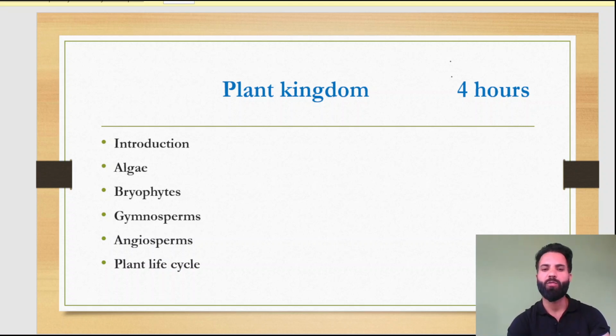In this unit we have to study about the different divisions. Plant kingdom has been divided into different divisions. Algae is there, bryophytes are there, gymnosperms are there, angiosperms, and the most important is the plant life cycle, in which we are going to study about the haplontic life cycle, diplontic life cycle, and the haplodiplontic life cycle. It's very important for the NEET examination. You will get 2 to 3 questions from this unit.